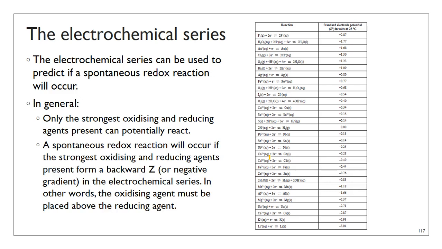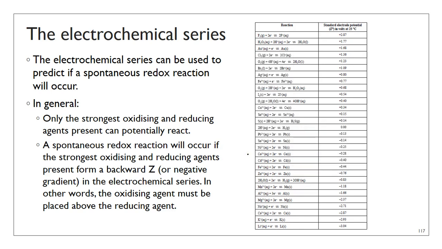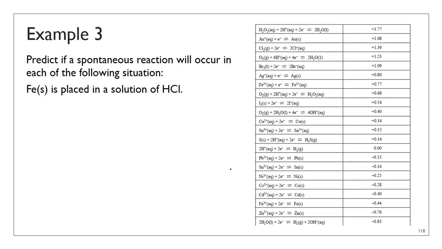A spontaneous redox reaction will occur if the strongest oxidizing and reducing agents present form a backward Z. Right? Now, a backward Z is basically like this. I probably want to go back to the pen for now. So a backward Z is like this, yeah? Or you can say a negative gradient in the electrochemical series. In other words, the oxidizing agent must be placed above the reducing agent if you want a spontaneous reaction. Okay, so what do I mean by that? Let's go through a few examples. So this is example, well, the first example.